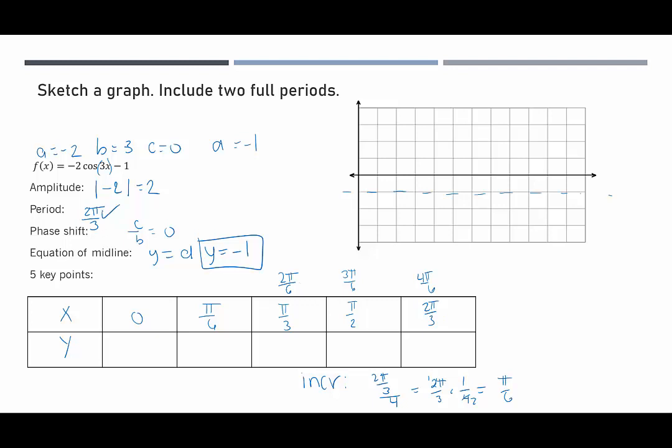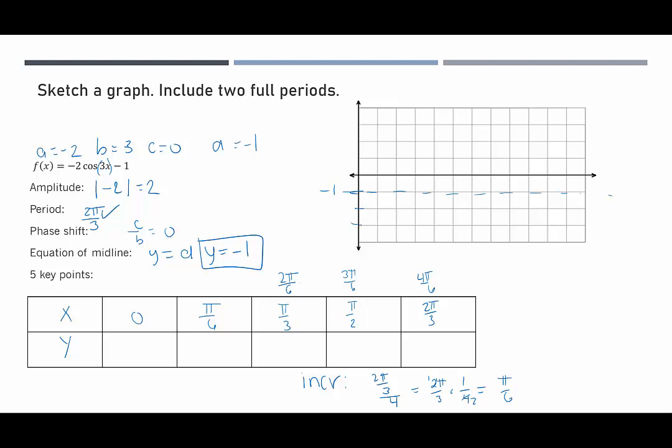Now for the y's. Okay, so y, we're starting at the bottom. We're starting at the minimum value. The amplitude is 2, so we are starting 2 units below the midline. The midline is at -1. What is 2 units below -1? Count with me.